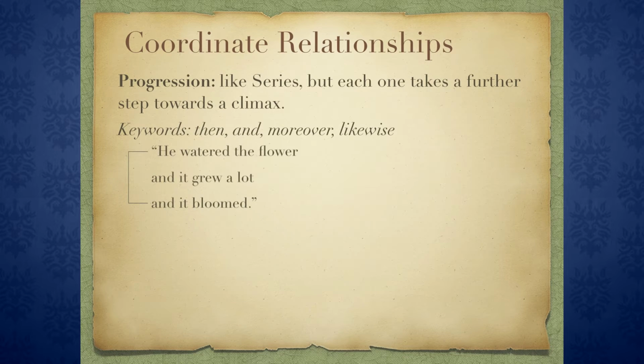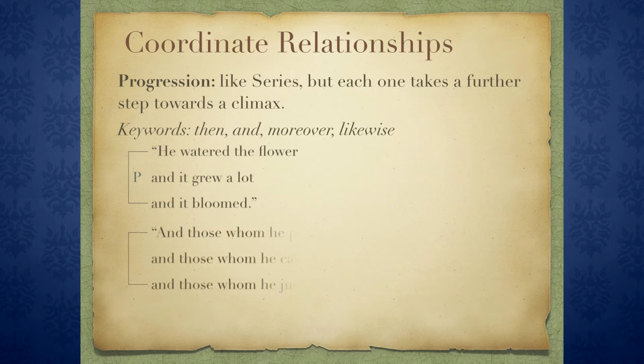Let's look at an example. He watered the flower, and it grew a lot, and it bloomed. You see, we aren't just talking about separate events. We're talking about separate events that progress towards a final climax, and it bloomed. This one's progression, so we'd put a P there in the middle of our bracket.